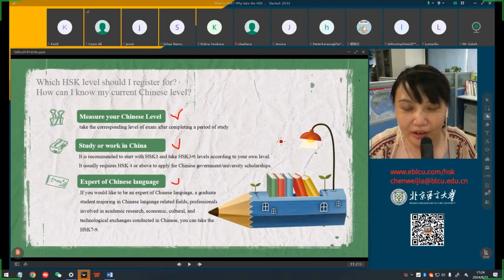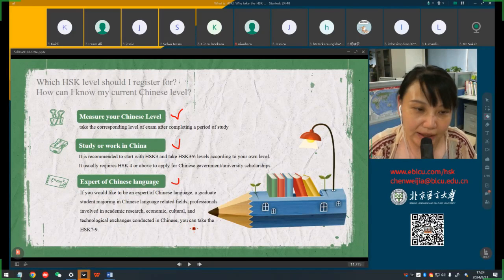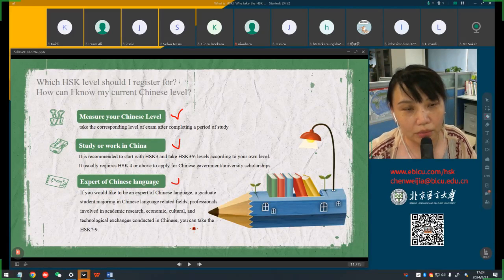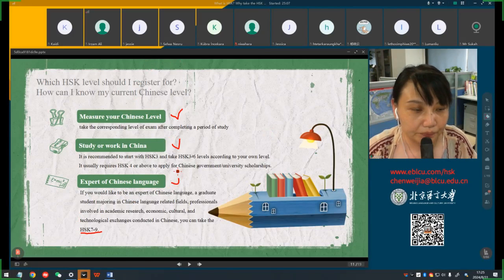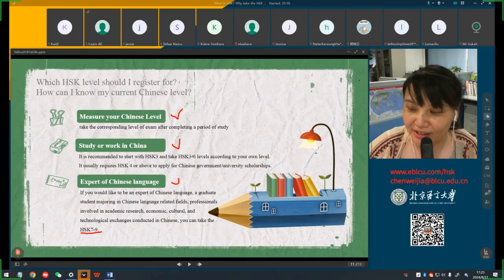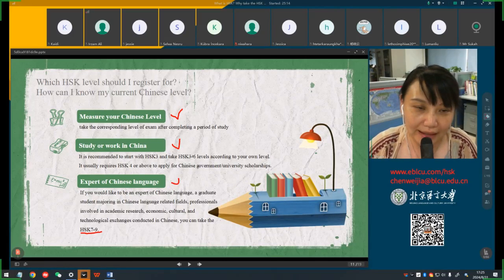And number 3, if your goal is to be an expert in the Chinese language, and you already have a very good background in Chinese, and you're planning to study Chinese language, or do some research using Chinese, or apply for a doctoral or master's degree in Chinese language, you can take HSK 7 to 9 levels. That is to say, if you are just for daily usage, for work or for living or for studying in China, usually HSK 1 to 6 is enough. HSK 7 to 9 is for professional usage of the language.